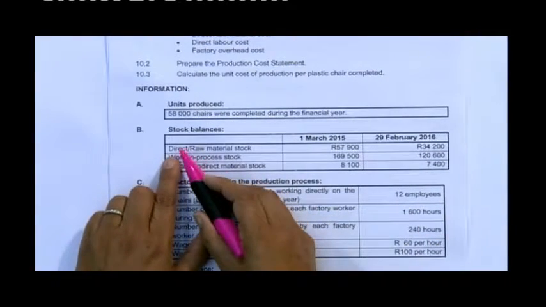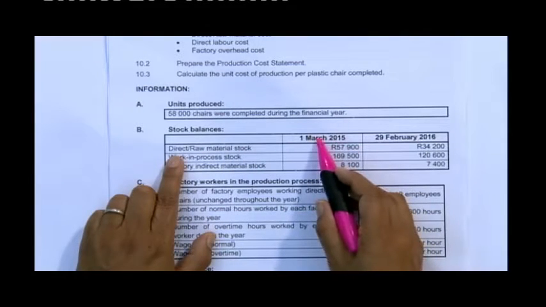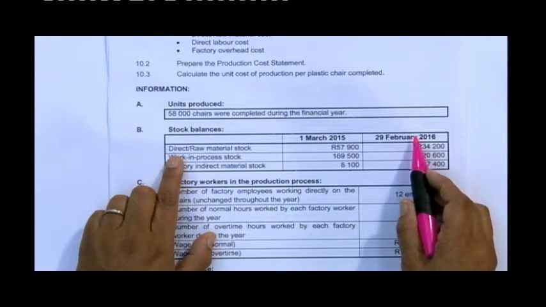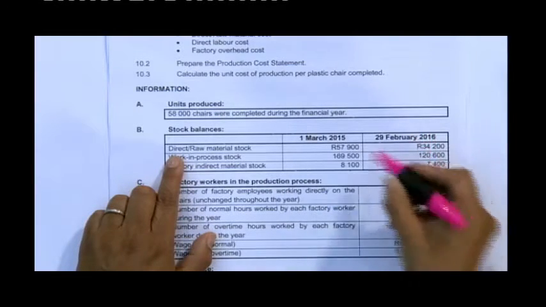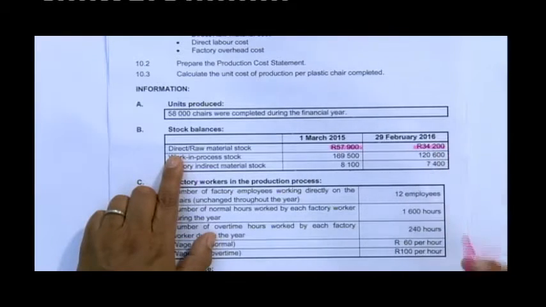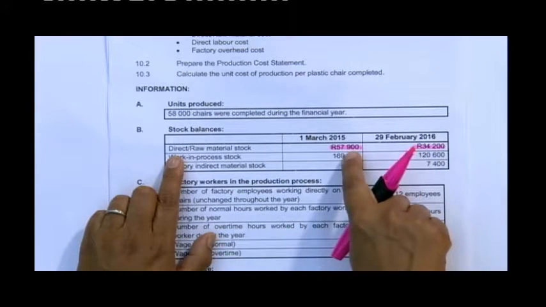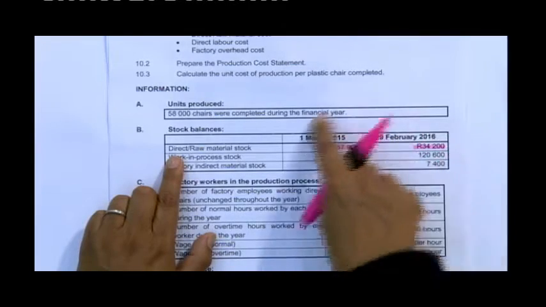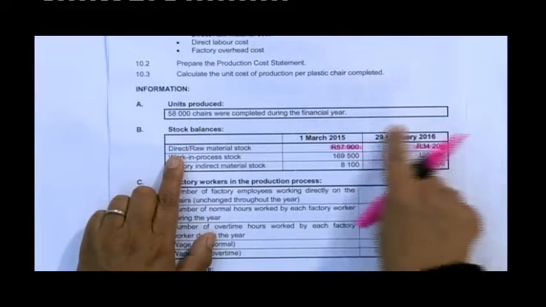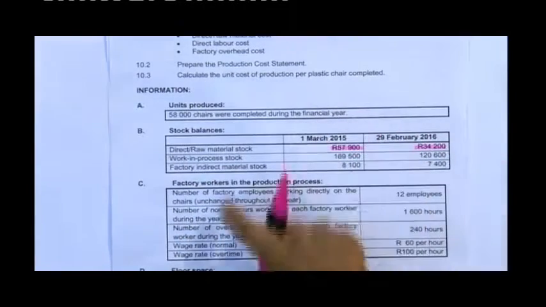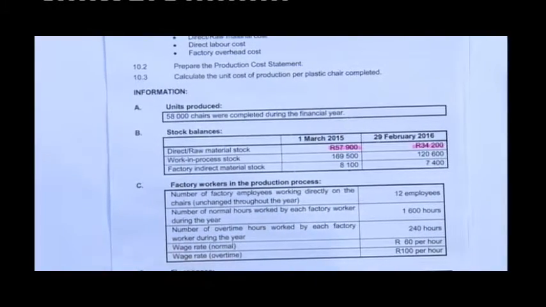So there, direct raw materials, that is what I need. 1st of March 2015, that's my opening stock. 29th of Feb 2016, that's my closing stock. So I'm going to need that amount for this note and that amount for this note. That I'm going to put in as my opening stock, that I'm going to put in as my closing stock. This is a year cycle, so I'm reporting on the financial year 1 March to 28 Feb 2016. Okay, I don't need any other information here.